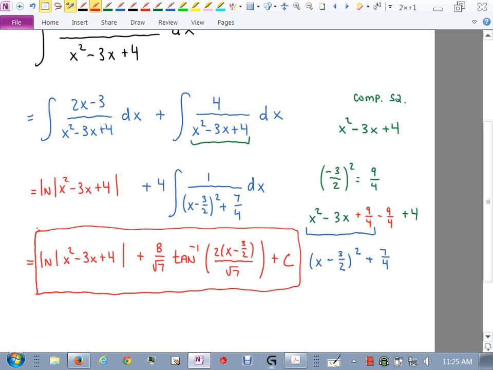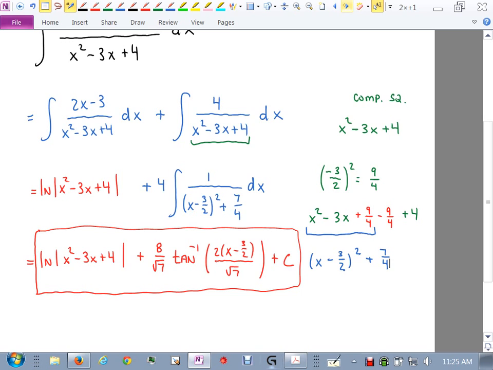I wanted to ask you a question, and this is off topic, and I don't want to waste too much time on it. But how many of you have been told never to leave a radical in the denominator when you write an answer? Has anyone ever given you any explanation as to why? Do we care?